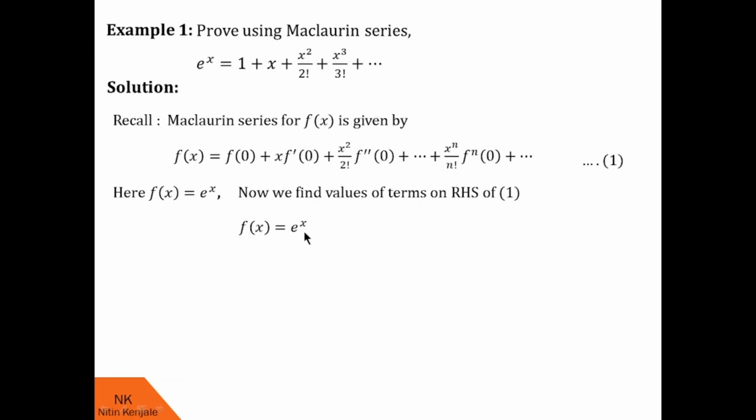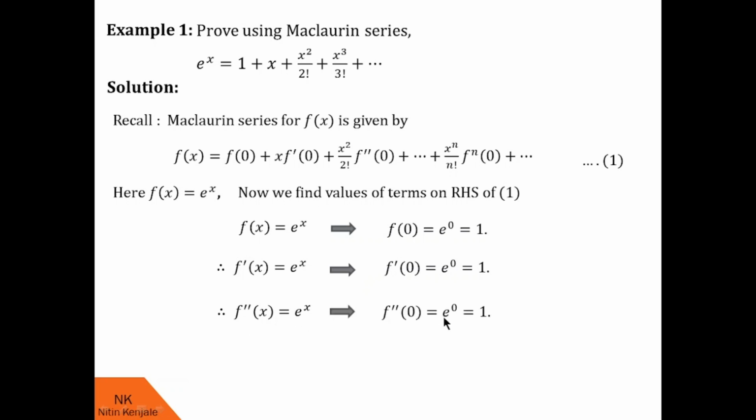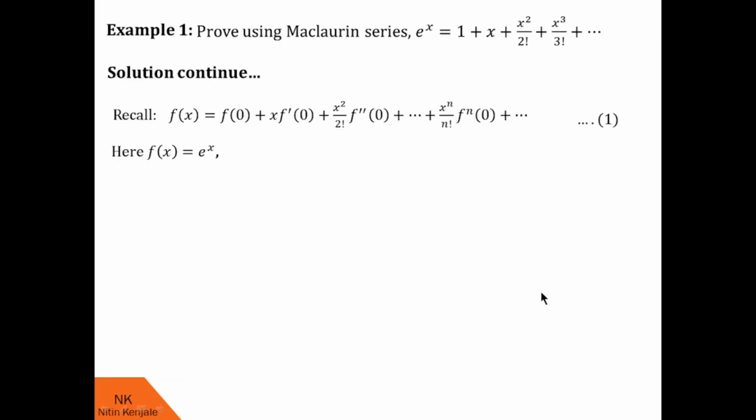f of x is e raised to x. So f of 0 will be e raised to 0, and anything raised to 0 is always 1. Now we find out f dash of x. f dash of x will be again e raised to x. Therefore, f dash of 0 will be e raised to 0, that is 1 again. Similarly, f double dash of x is equal to e raised to x, so f double dash of 0 is 1. Similarly, f triple dash of 0 is equal to 1, and this goes on. Now we substitute these values in the RHS of series 1.